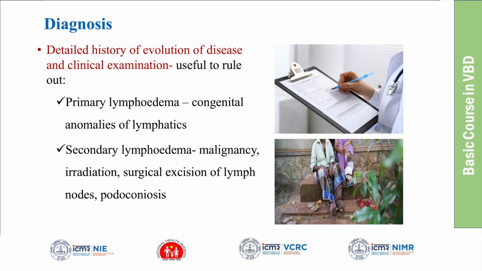Primary causes of lymphedema, such as congenital anomalies of lymphatics, are usually present from after birth. Secondary lymphedema will follow some malignancy or irradiation, or it could be because of surgical excision of a lymph node. Podoconiosis is usually seen in volcanic areas because of the red clay soil, wherein the soil acts as an irritant and can mimic lymphatic filariasis, but it is not because of microfilariae.